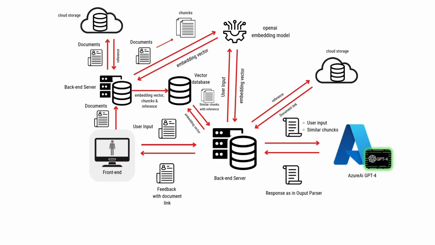When a student types a question in the chat, the backend creates a vector for that message too. It then finds the most similar chunks in the vector database. The student's question and the matched chunks are then sent to Azure GPT-4, which generates a smart response. Finally, the response and the source links are sent back to the user on the front end, making the learning experience both helpful and traceable.